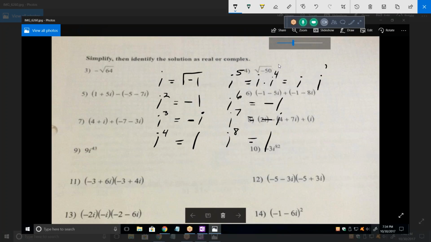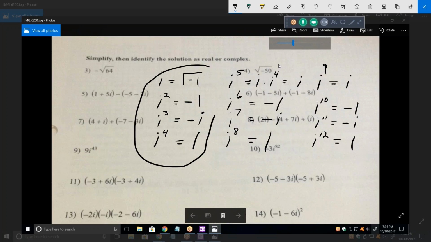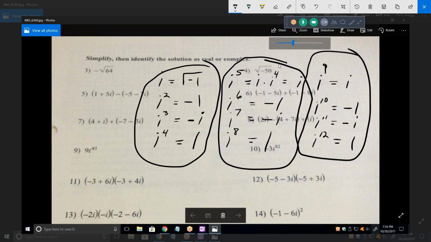All right. i to the ninth is i again. i to the 10th is -1. i to the 11th is -i, and i to the 12th is 1. So you got that, you got that, and you got that. Okay, so see that pattern. That pattern is square root of -1, -1, -i, 1. And we then repeat it.